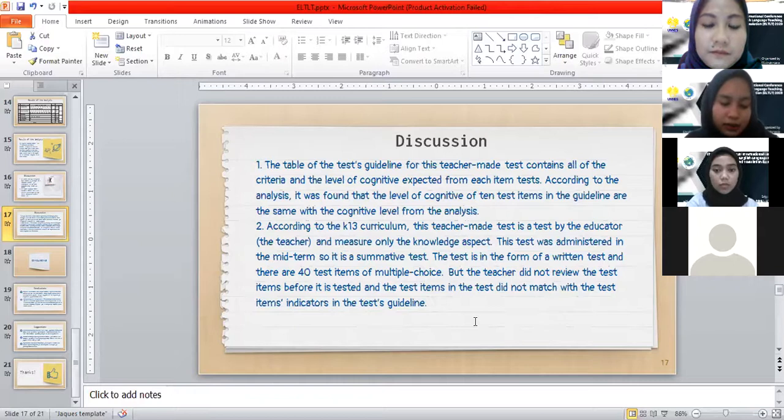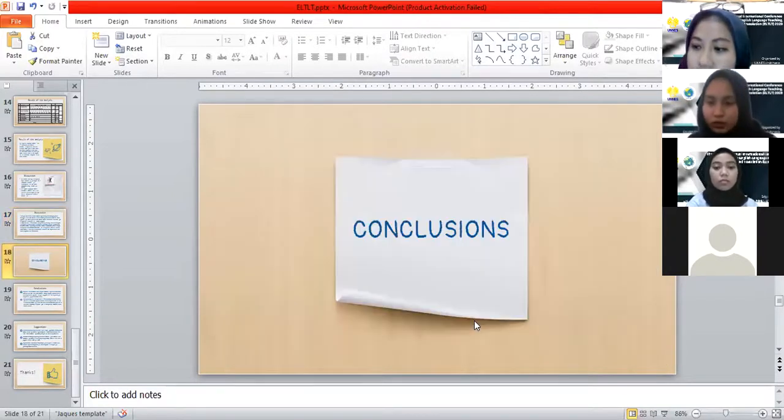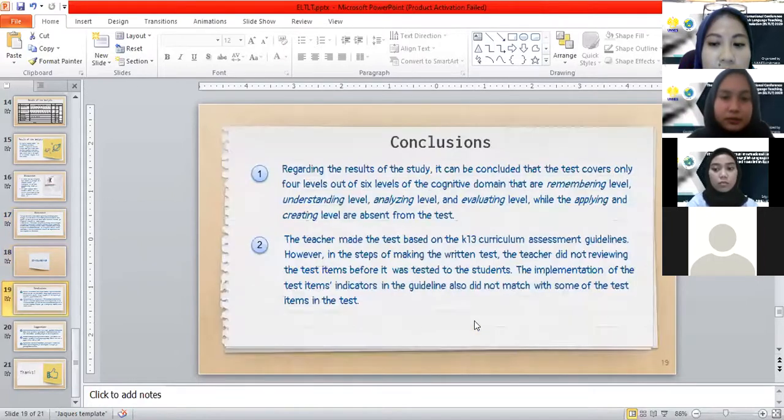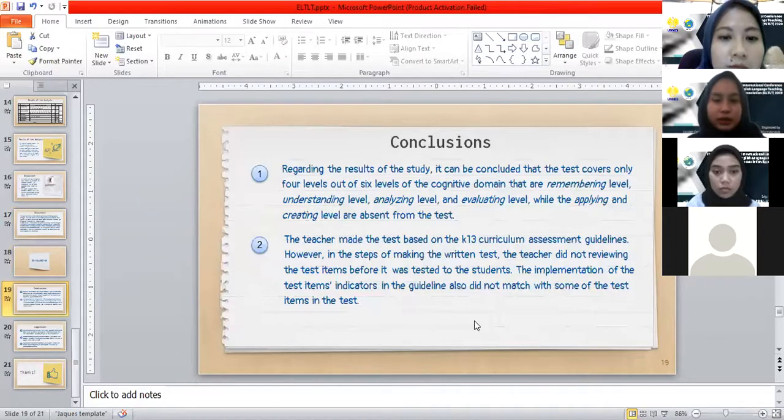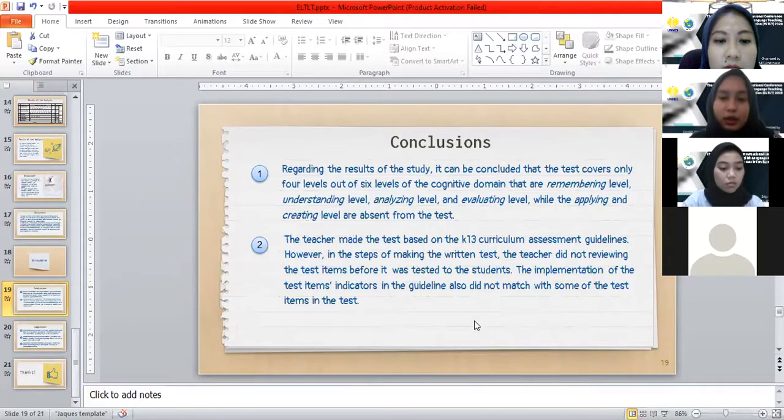But the teacher did not review the test items before it was tested. And also the test items in the test did not match with the test item indicators in the test guideline. So for the conclusion, regarding the results of the study, it can be concluded that the test covers only 4 of 6 levels of the cognitive domain, that are remembering level, understanding level, analyzing level, and evaluating level, while the applying and creating levels are absent from the test.